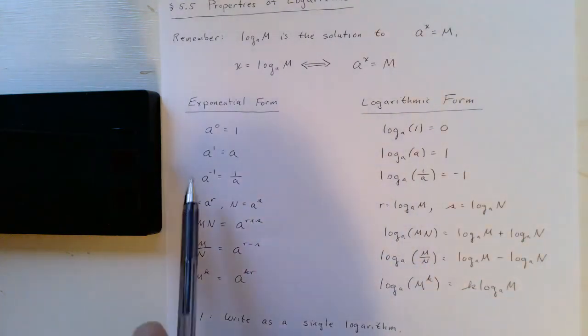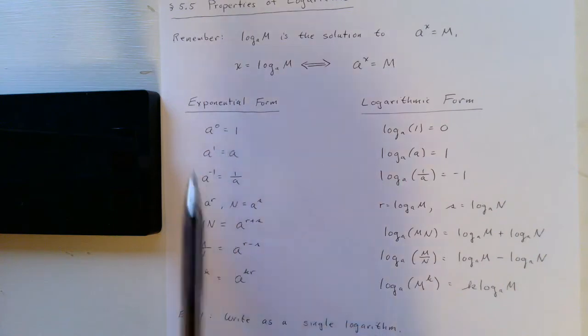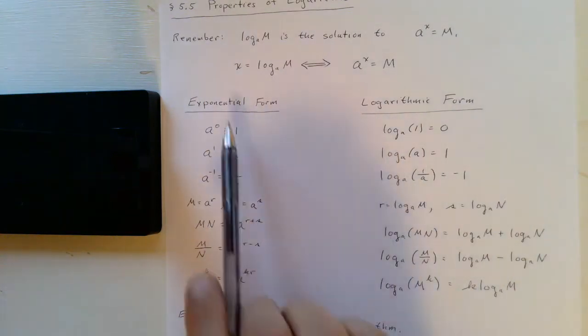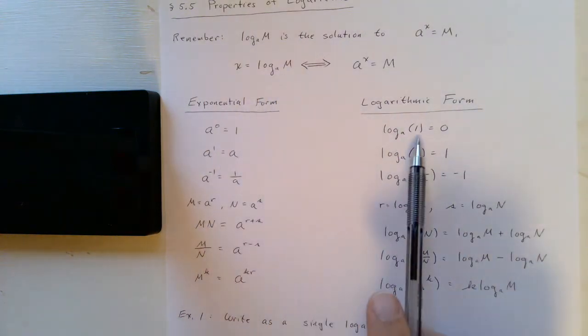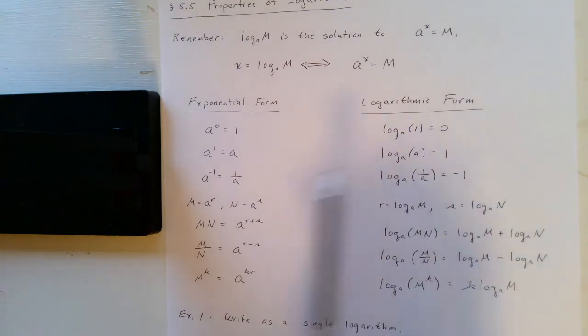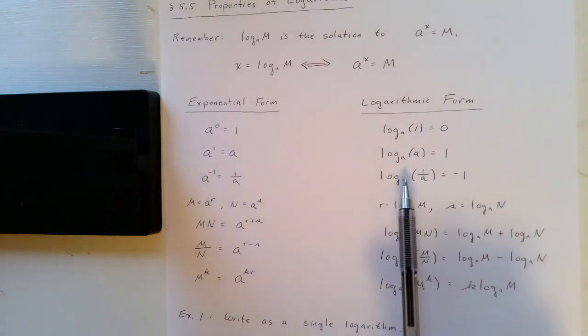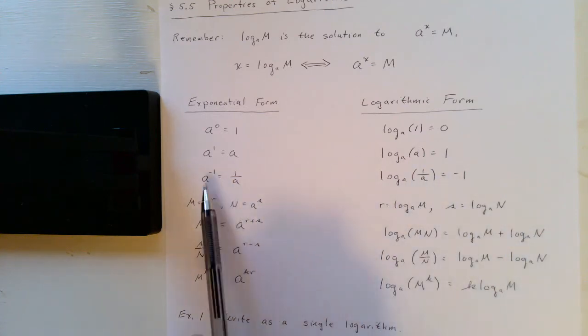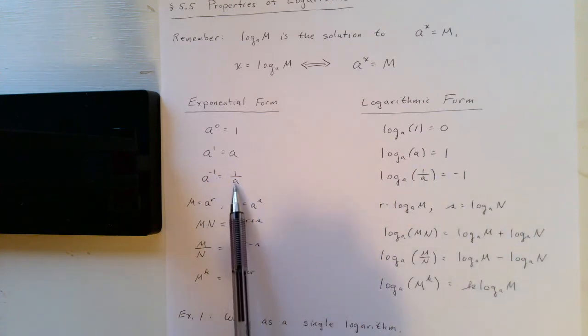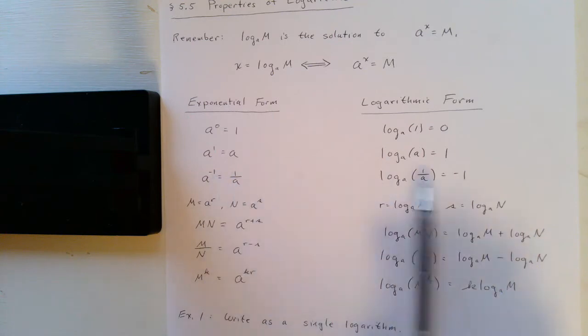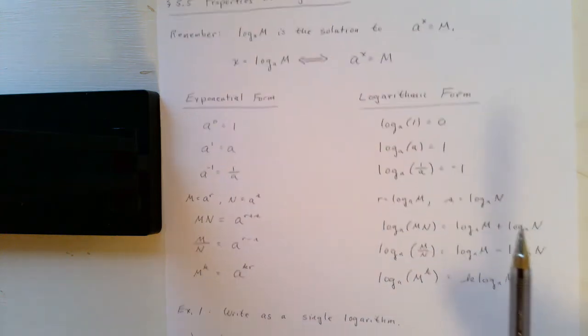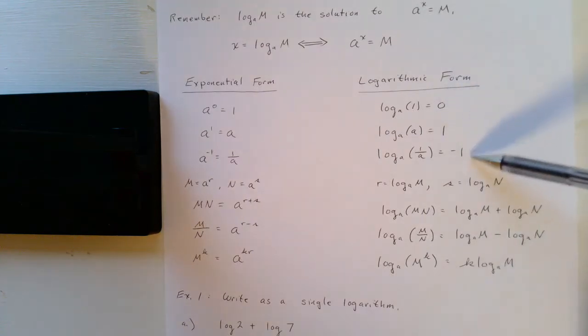For example, we already know that a to the 0 is 1, so under this equivalence, the log of 1 base a is 0. We know a to the 1 is equal to a, so the log of a base a is 1. And a to the minus 1 is 1 over a, so that's why minus 1 is the log of 1 over a base a. Hopefully, we covered these in the last section.